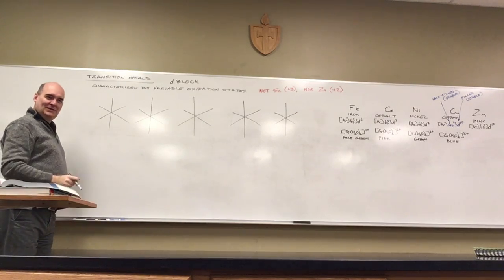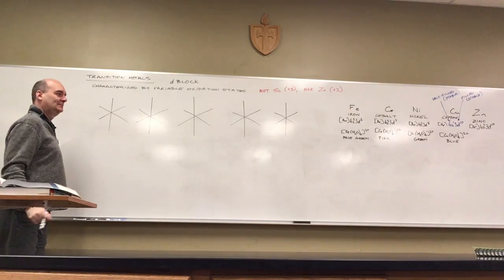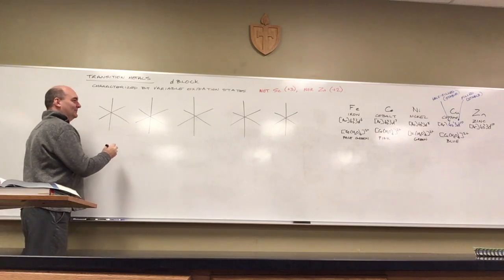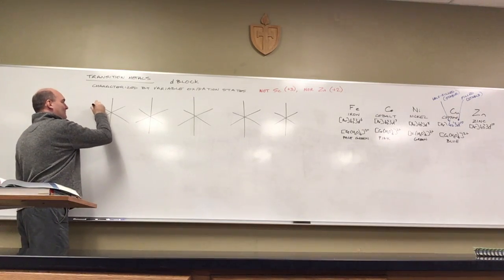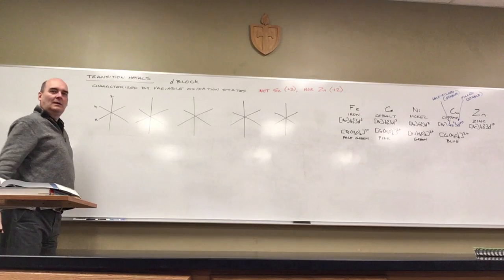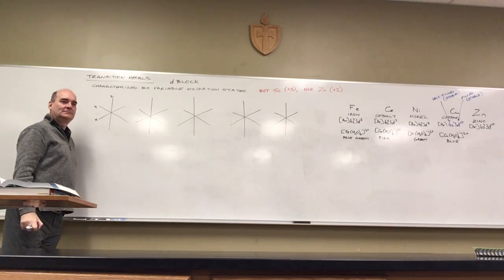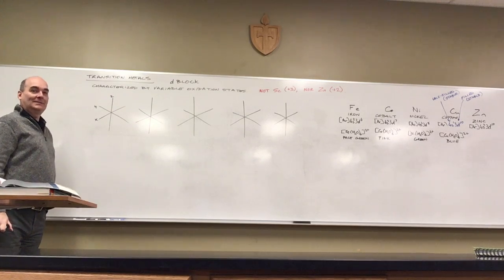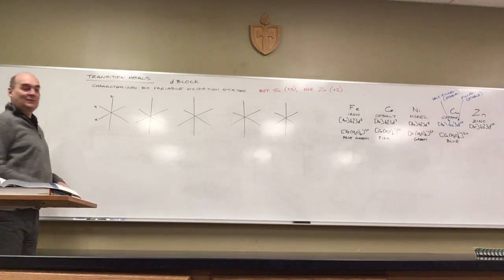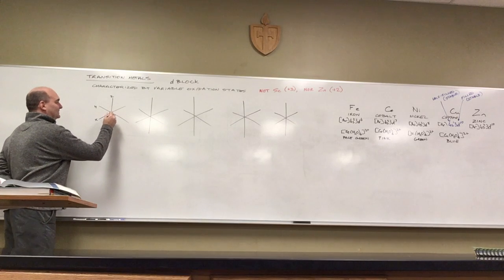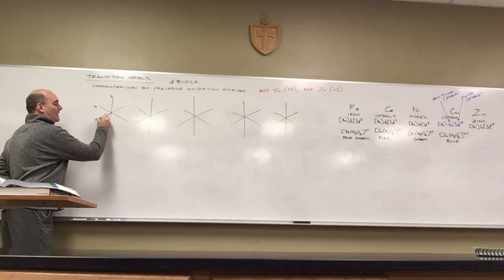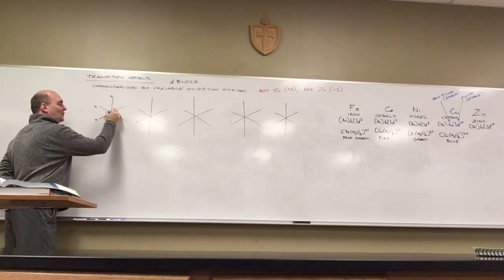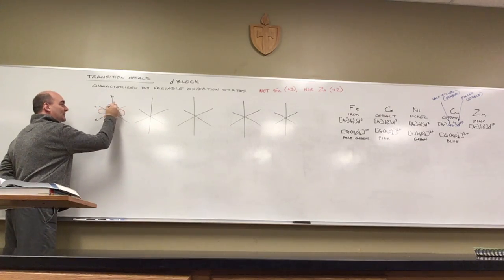How many d orbitals are there in the 3D? Five. Who can draw them? I can draw. What's the first one called? 3D XY. 3D XY sits between the X and the Y.